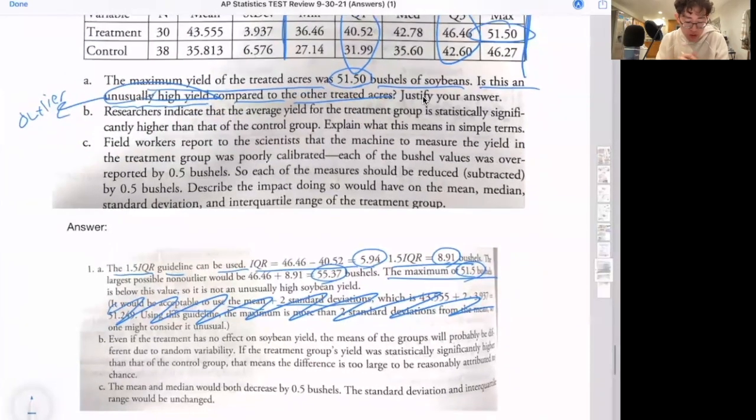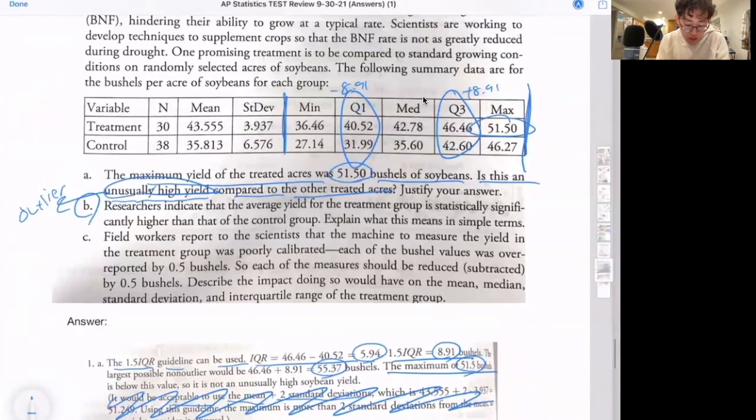Even if the treatment, oh, I'm sorry. Let's read the question first. Researchers indicate that the average yield for the treatment group is statistically significantly higher than that of the control group. Explain what this means in simple terms.